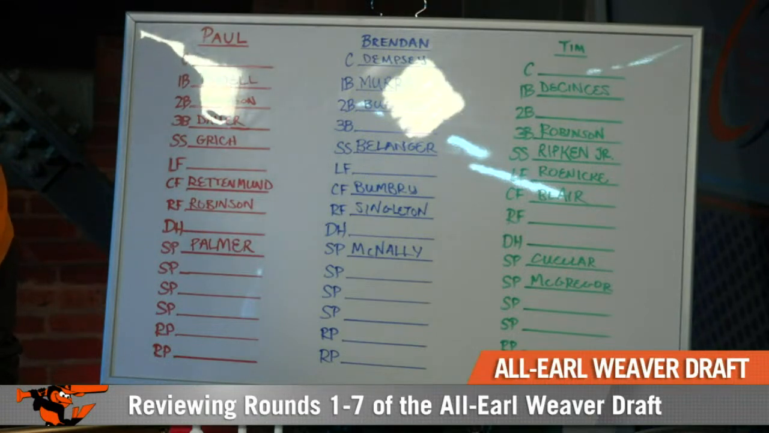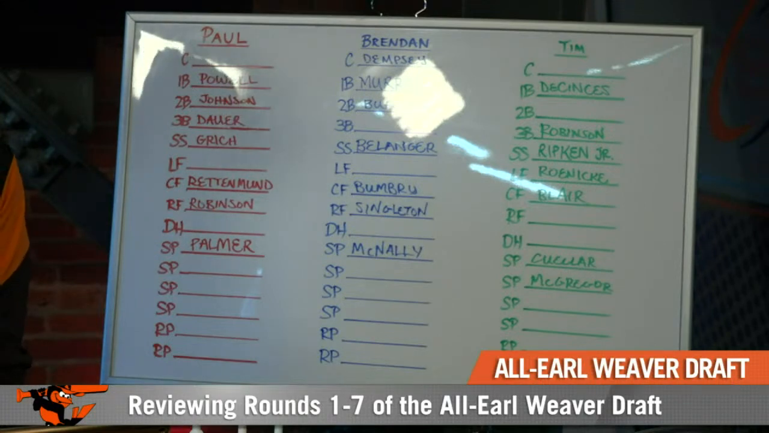Tim, how about yours? Yeah, for me, I started off by taking Cal Ripken Jr. at shortstop, then Brooks Robinson at third base. My other infielder right now is Doug DeCinces. He is my first baseman. In the outfield, I have in left field Gary Roenicke, and in center field, Paul Blair was one of my early selections. And I have 2 starting pitchers at the moment, Mike Cuellar and Scott McGregor.